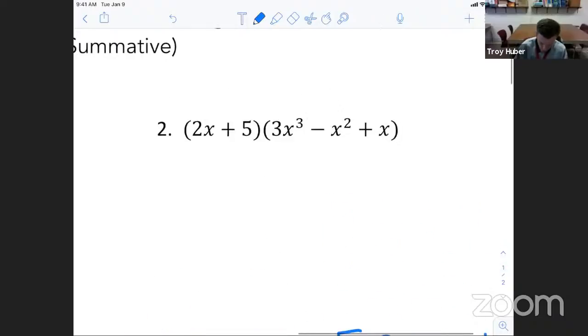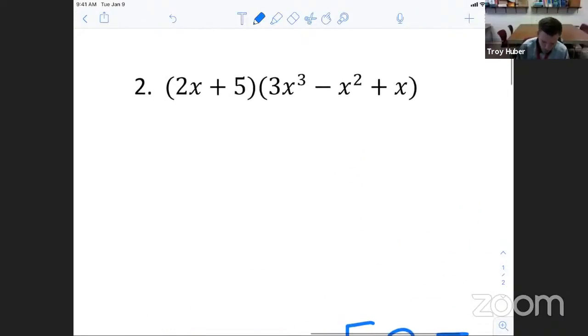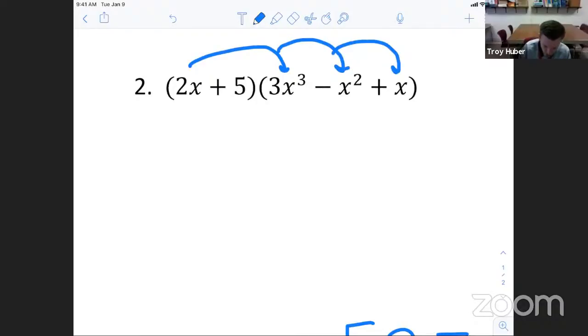Now if we go back up to number 2, that means that each of these terms has to get multiplied by all three of these. So that would mean that your 2x is getting multiplied to all three of these. So you have 2x times 3x cubed. 2 times 3 is 6. And then we have x times x cubed would be x to the 4th power.